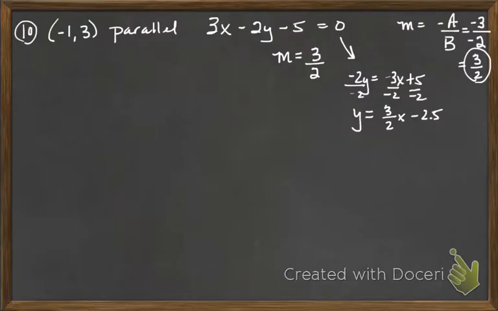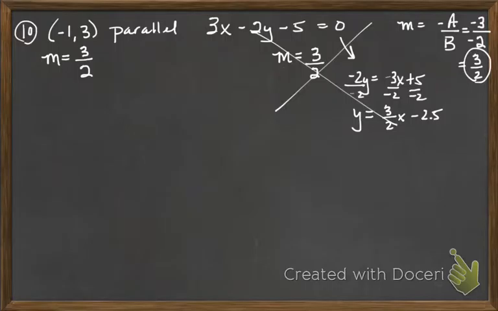Now let's go back. That's kind of like my commercial. Let's go back to the regularly scheduled program, which is to write an equation that passes through the point negative 1, 3 that's parallel to 3x minus 2y minus 5 equals 0. So that means my slope needs to be exactly the same, right? So once you figure out what the slope is, you don't need all this stuff over here anymore. So just kind of forget that.